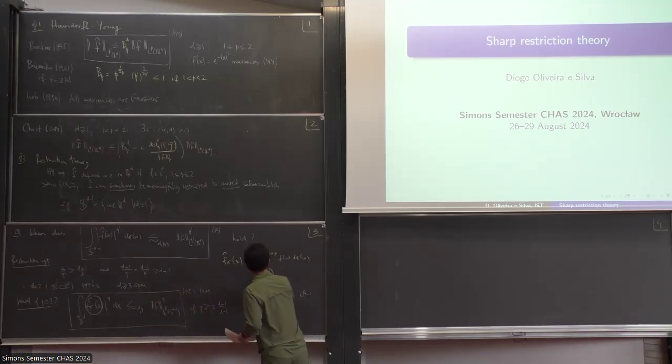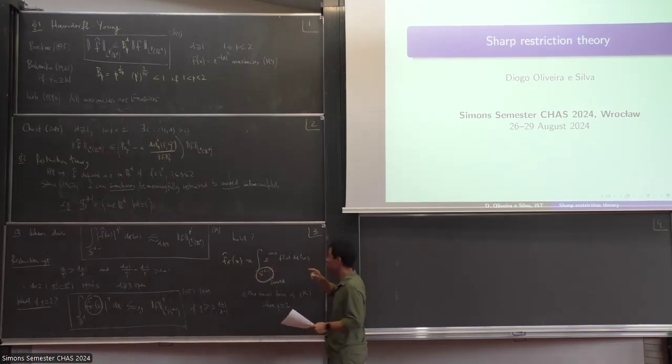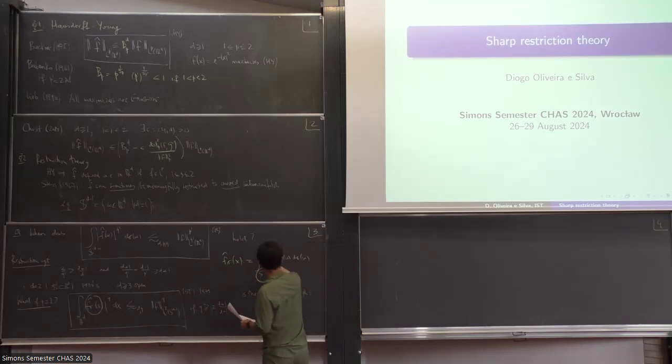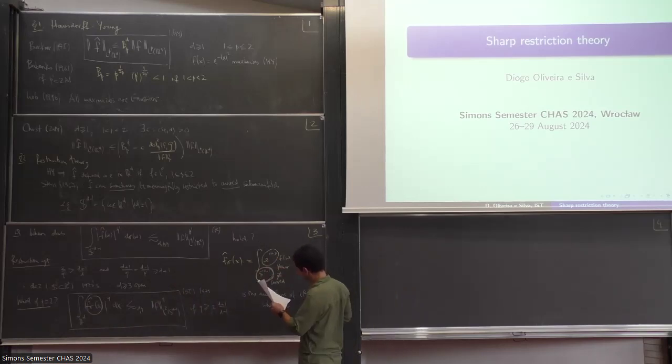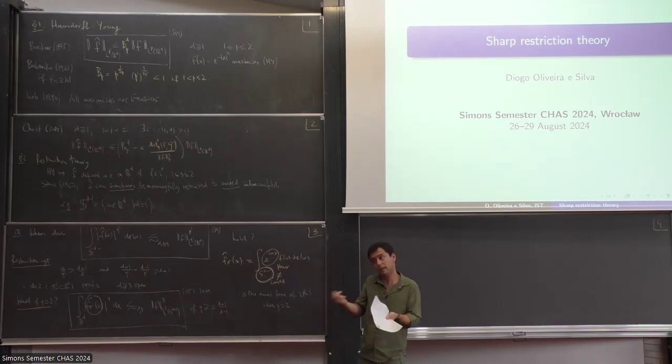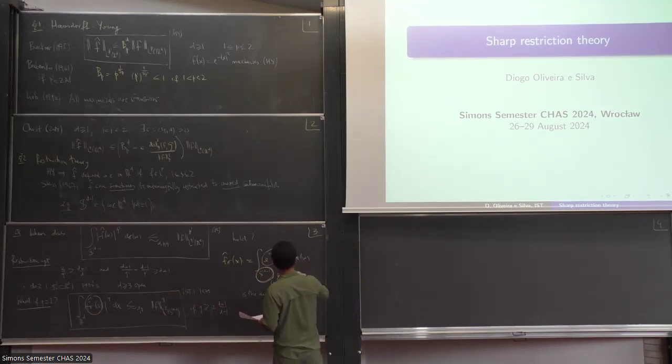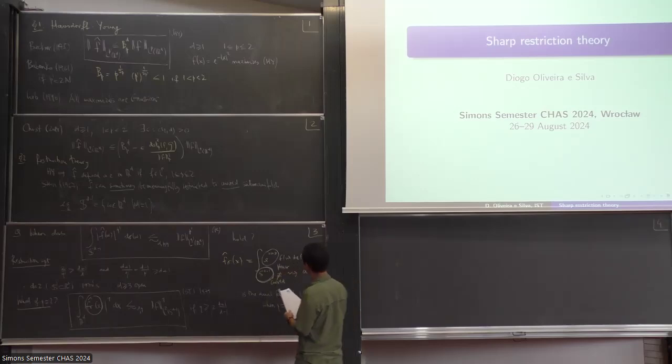We are integrating over the sphere, which is curved. But what are we integrating? We are integrating a superposition of planar waves, which are flat. Curved and planar don't match very well. There's a mismatch between curvature and flatness, which originates cancellation and therefore decay.